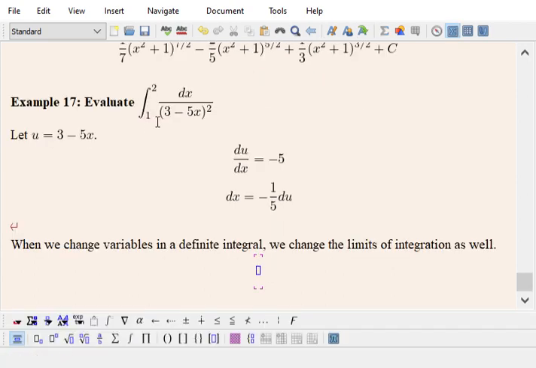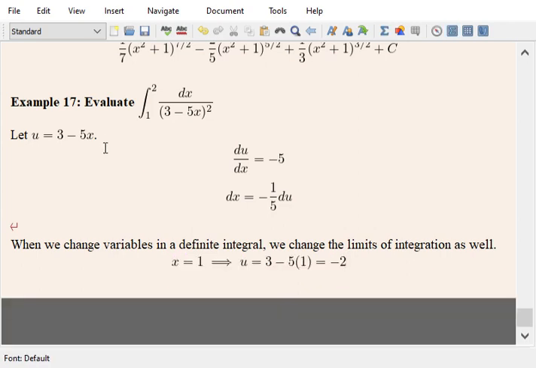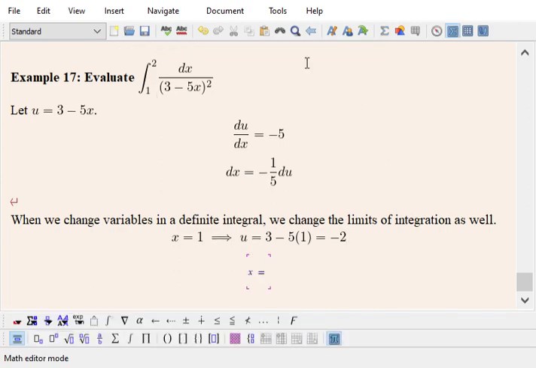So the first limit of integration is x equals 1. So x equals 1 becomes, well, let's see. When x is equal to 1, u is equal to 3 minus 5 times 1, which is equal to 3 minus 5, so negative 2. So this lower bound transforms from 1 into negative 2. Similarly, the upper bound of x equals 2 transforms into u equals 3 minus 5 times 2. So that's 3 minus 10, which is negative 7.